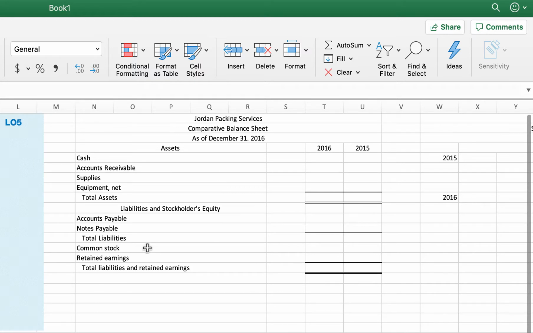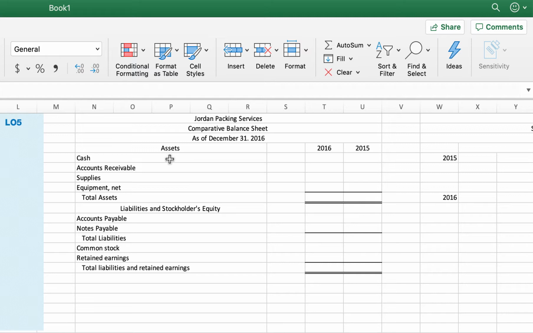For the sake of time, I went ahead and formatted this Excel spreadsheet. I made sure that this balance sheet is in proper form, because that's what the problem is asking you to do. Prepare a balance sheet as of December 31st for each year. Prepare a statement of stockholders' equity just for 2016.